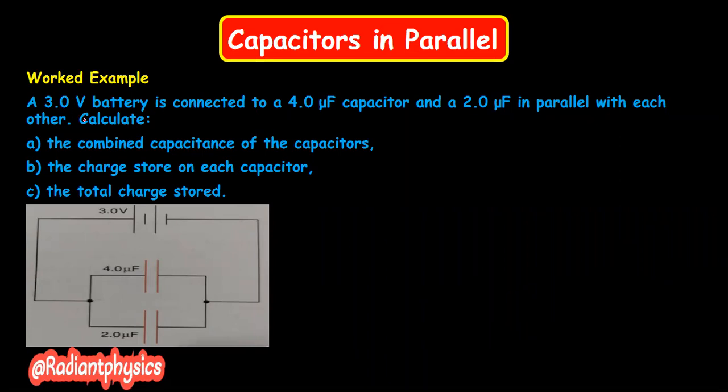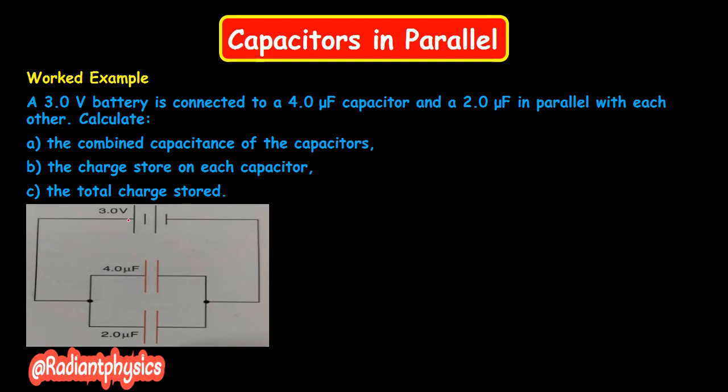A 3.0 volts battery is connected to a 4.0 microfarad capacitor and a 2.0 microfarad capacitor in parallel with each other. Calculate: 1, the combined capacitance of the capacitors; 2, the charge stored on each capacitor; and 3, the total charge stored. So take a look at the diagram.